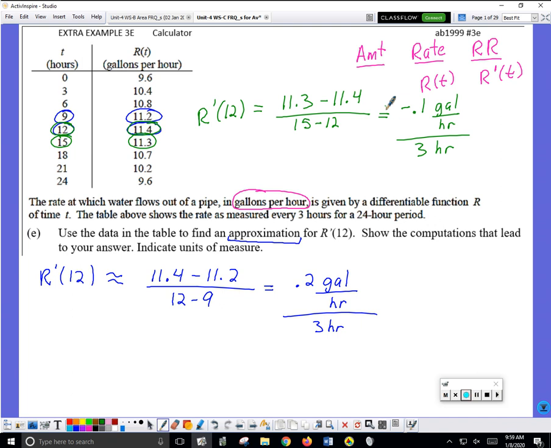So third option is, say, well, let's just go all the way from 9 to 15. So we'd say R prime of 12 is approximately, let's see, during this time period, the rate went up. They require you to show the computations. That's why you have to write down this part.